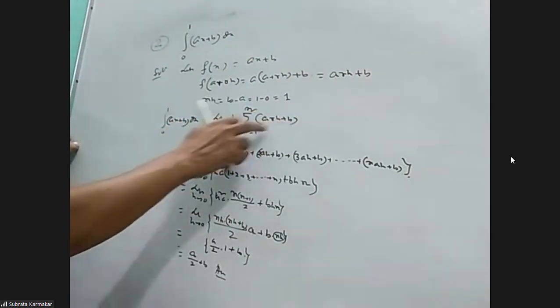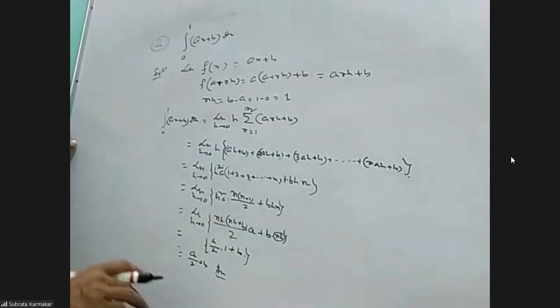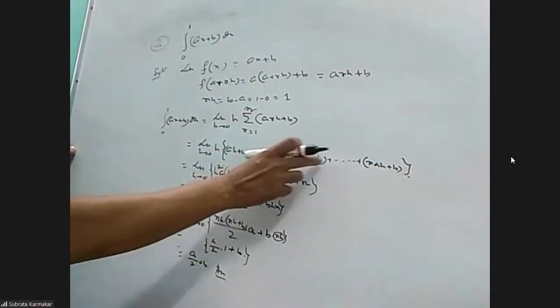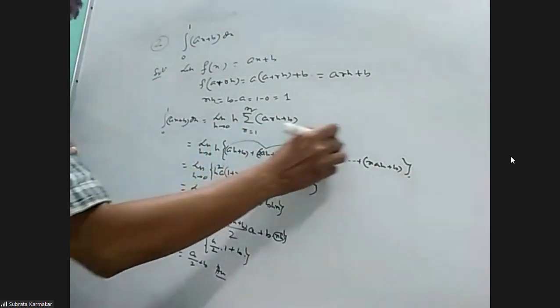Then nh means b minus a, that value you also calculate in the beginning. Then write the first formula: limit h tends to 0, h into summation of a plus rh plus b, r from 1 to n. Then one part is r equals 1, 2, 3, like that, those terms, and finally n. Then one by one you take out the bracket, first part from every bracket.